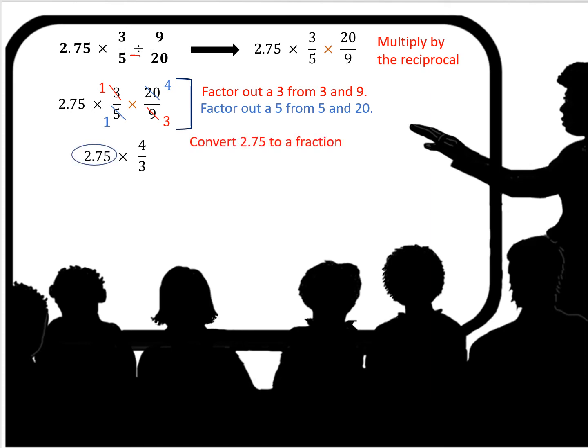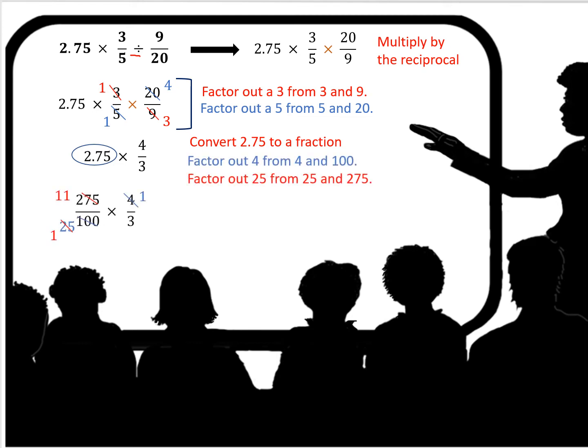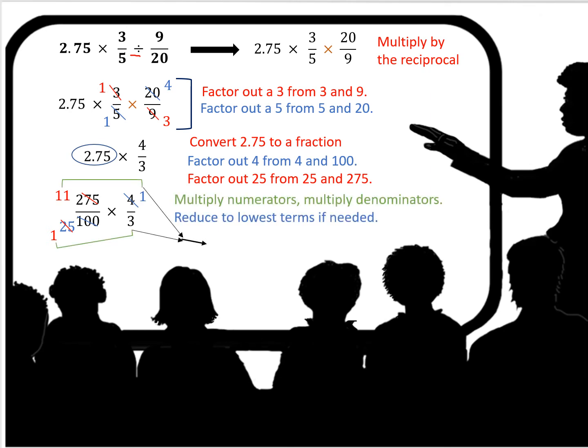Now we're going to factor out some things. So the first thing is, I notice that I'm going to factor a 3 out of the 3 and the 9. Then I'm going to factor out a 5 from the 5 and the 20. And I'm going to be left with 2.75 times 4 over 3. So I'm going to convert 2.75 to a fraction, which would be 275 over 100. I'm going to factor out the 4 from 4 and 100. And then I'm going to factor out 25 from 25 and 275. I'm going to be left with 11 over 3. And I'm going to write that in proper form as 3 and 2/3.